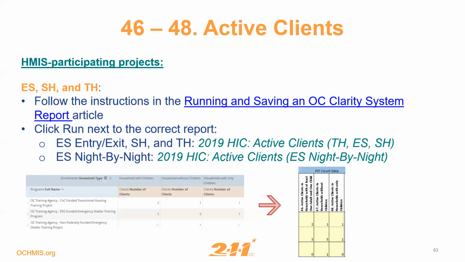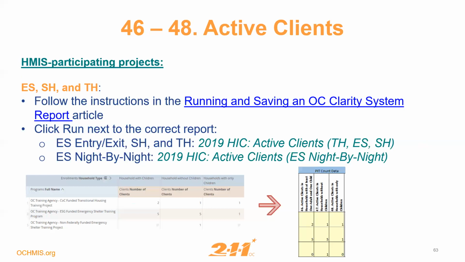So after you click run next to that report, you will receive a data output that looks like the screenshot here. And you will basically just be copying over the information from the report into your HIC answer form. So for example, in the top row on the report, you see that the CoC funded transitional housing training project has 2 under the category households with children, number of clients.